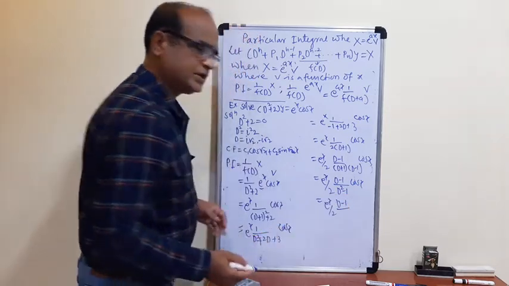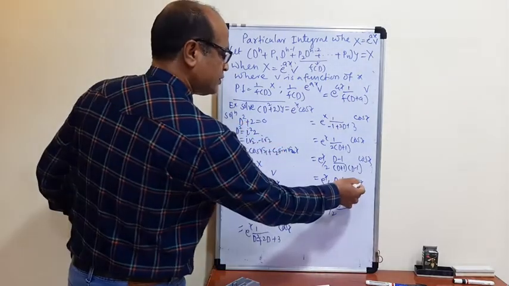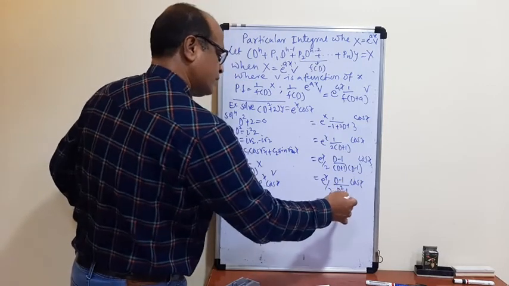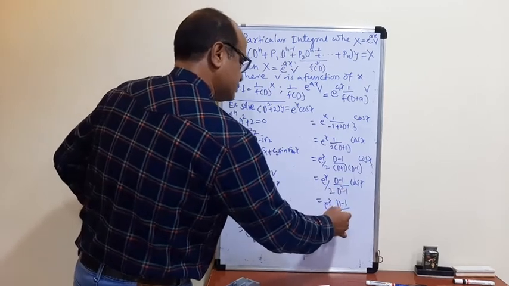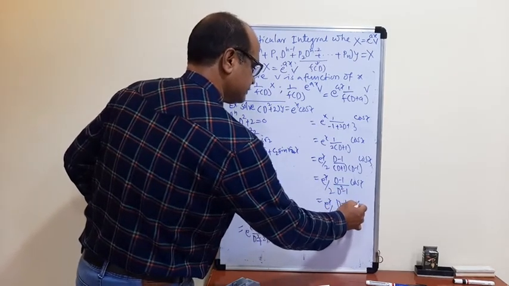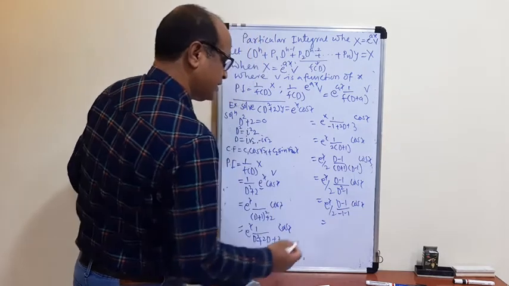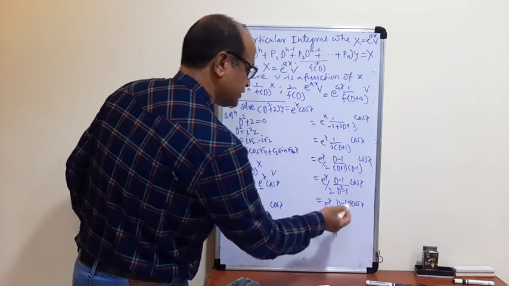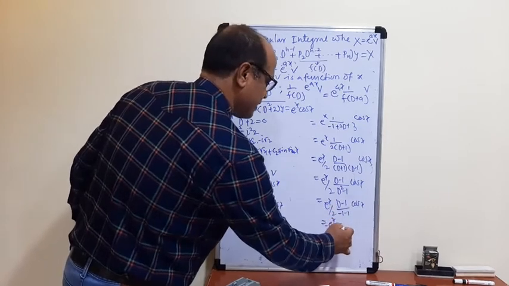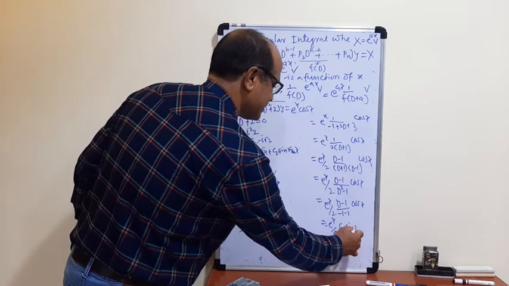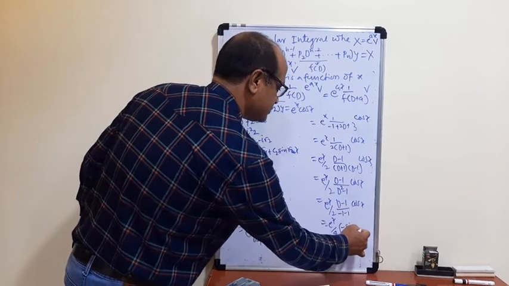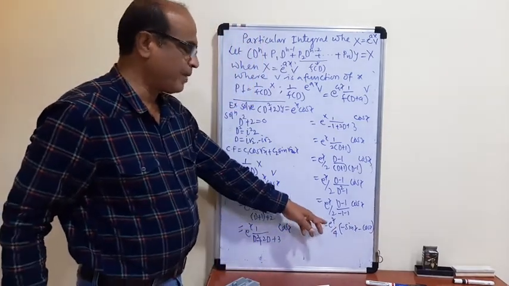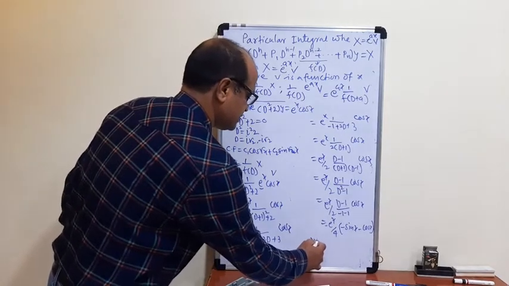Putting D² = -a², where a is 1, we get -1 - 1 = -2 in the denominator. So this is eˣ/(-2 · 2) times D - 1 applied to cos x, that is (-sin x - cos x), multiplied by -1. This gives the particular integral.